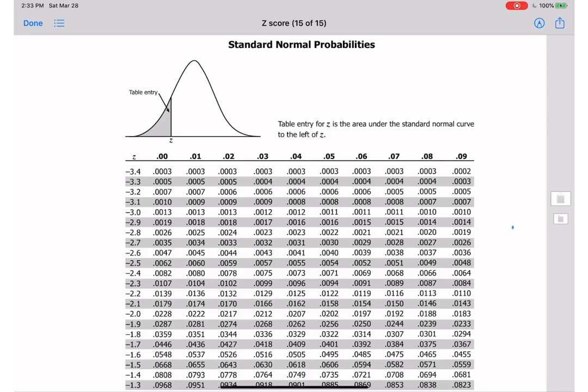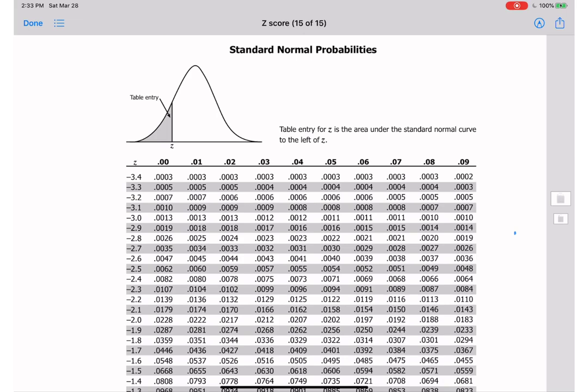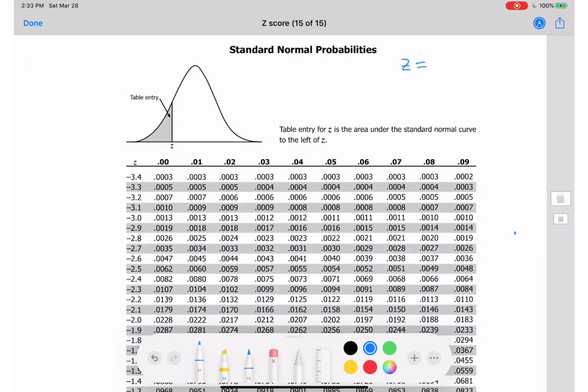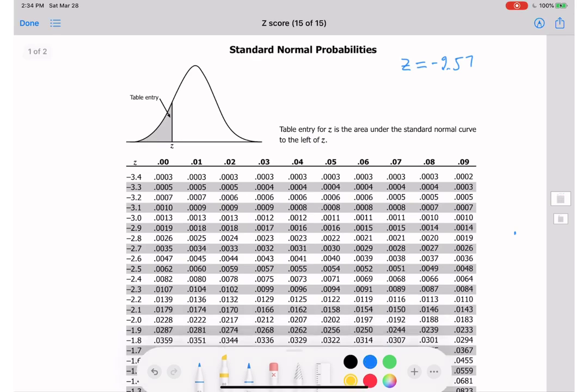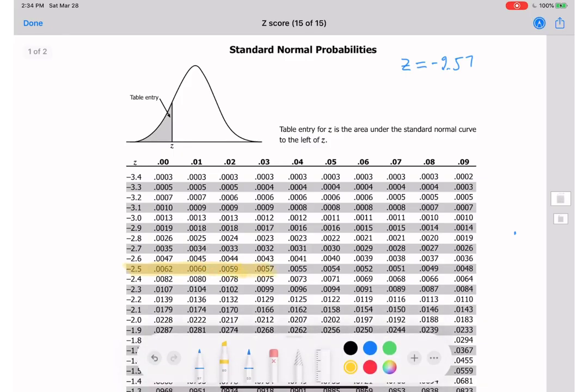standard normal probability table. So far, we learned based on z-score how to find the area. For example, if we need to find the area for z-score equal, let's say, negative 2.57. So let's see how we're gonna do it. Negative 2.5, here we have 2.5, and it's coming all the way to 7. Here it is.